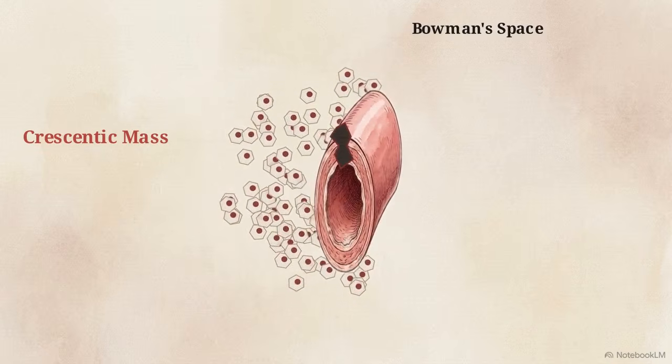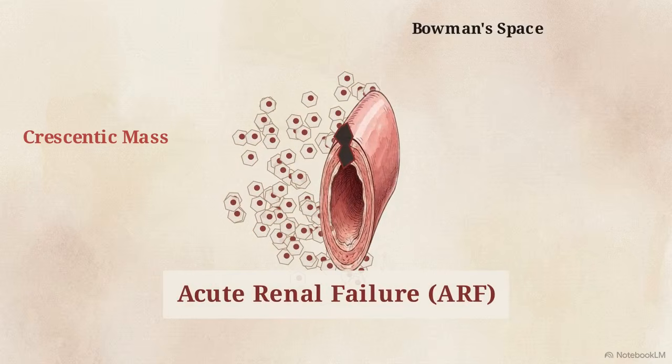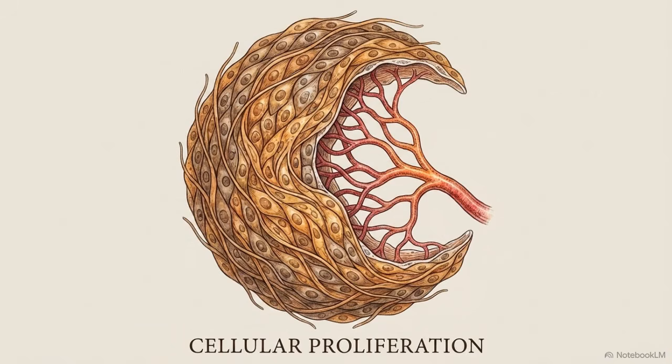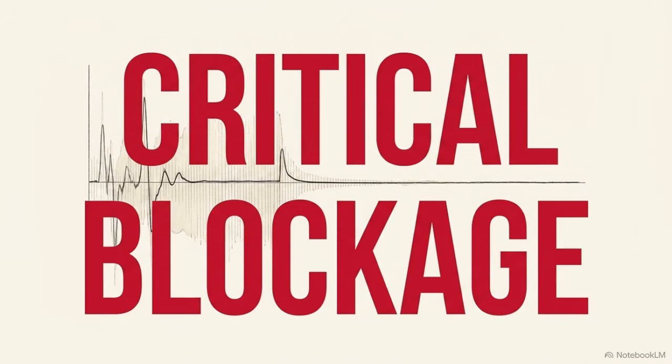This dense mass forms a crescent shape, physically crushing the fragile capillary tuft inside. This mass is defined as a crescent, and its formation is the hallmark of rapidly progressive glomerulonephritis. By physically strangling the glomerulus, the crescent instantly halts filtration, causing the clinical emergency known as acute renal failure.